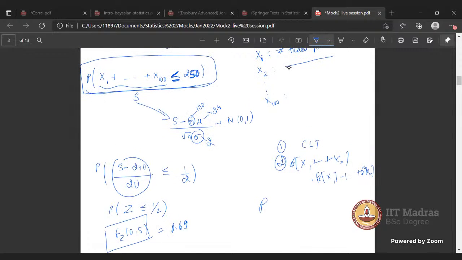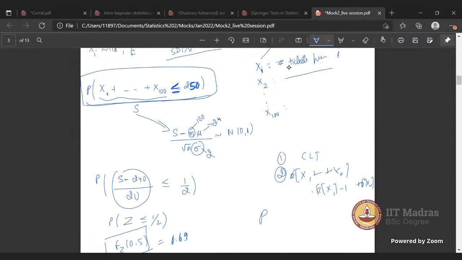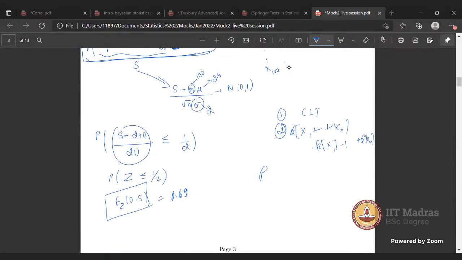Some people can also write it differently. It depends on your step. We'll look at the option and then we'll decide.